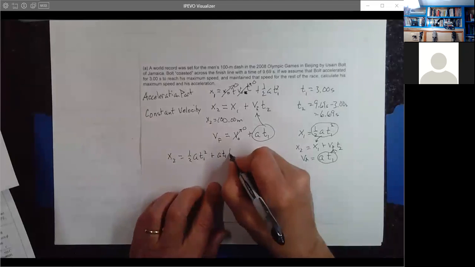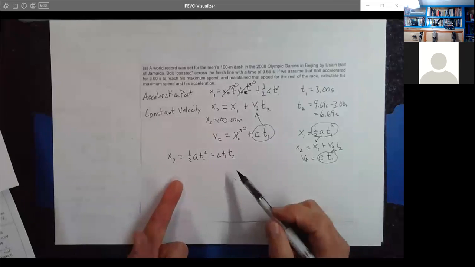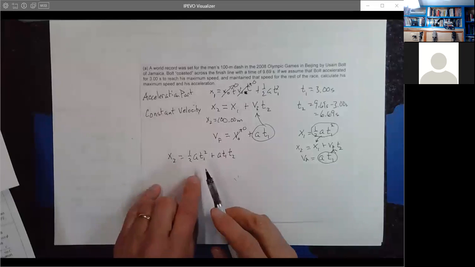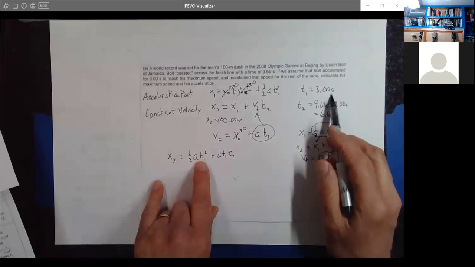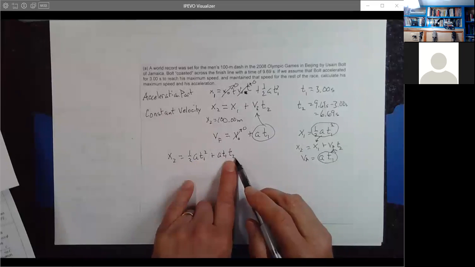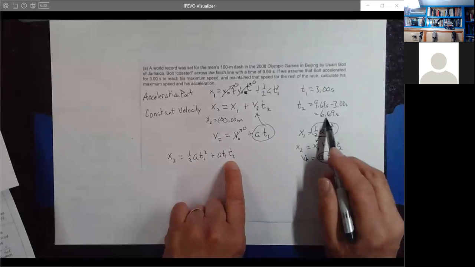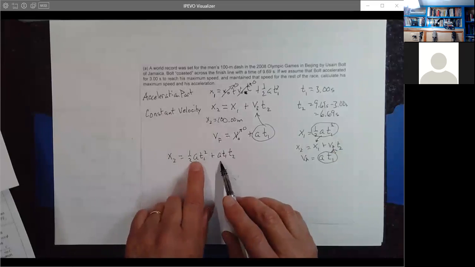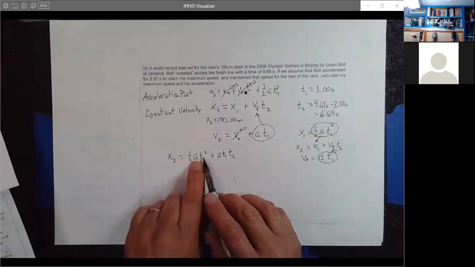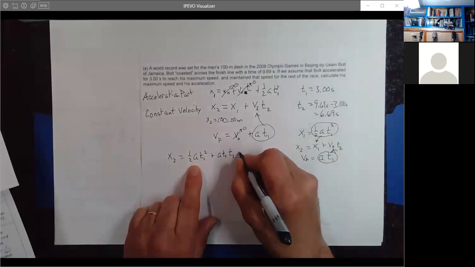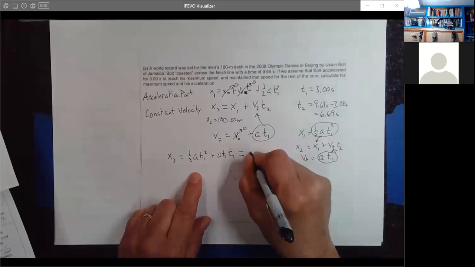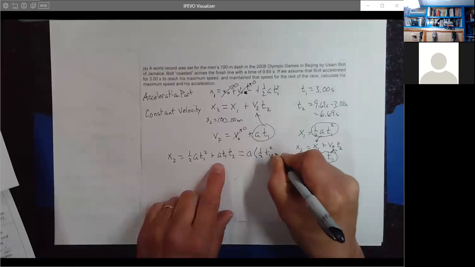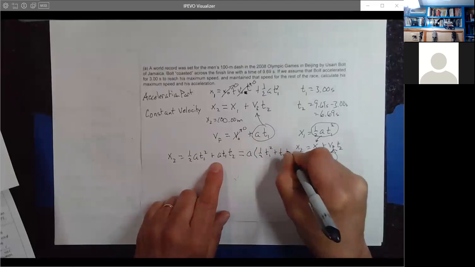times t2. Okay, now take a look at this equation. I know x2, that's how far he has to travel at the end of the race. I know t1, that's 3.00 seconds. And I know t2, that's the length of the second time interval, that's 6.69 seconds. And so I know everything in this equation except a. And I can factor that out of this side. So sometimes you have to use algebra on these things. So I'll have a times 1/2 t1 squared plus t1 t2.